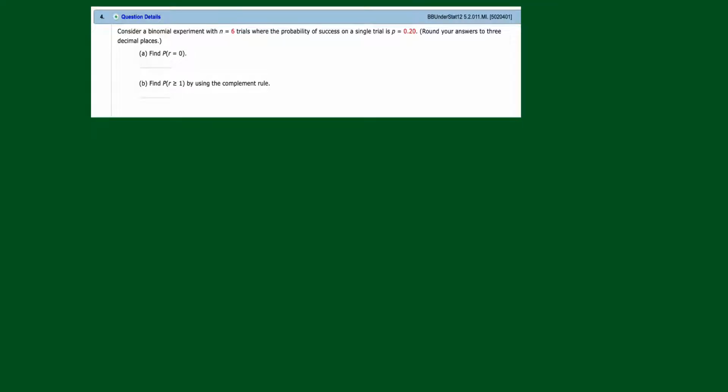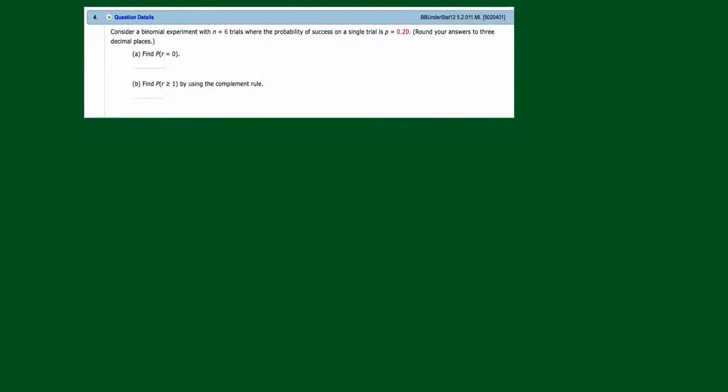Section 5.2, number 4, we've got a binomial experiment with n trials, and the probability of success on a single trial is 0.2. We're going to round our answers to 3 decimal places. Find the probability that r is equal to 0. In part A, we want to find the probability that r equals 0. R is the number of successes.